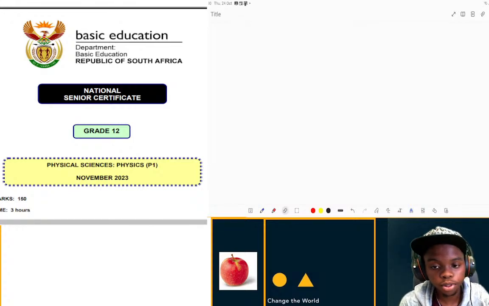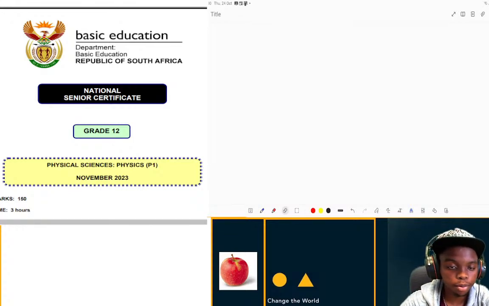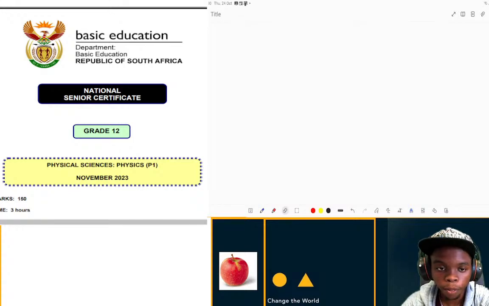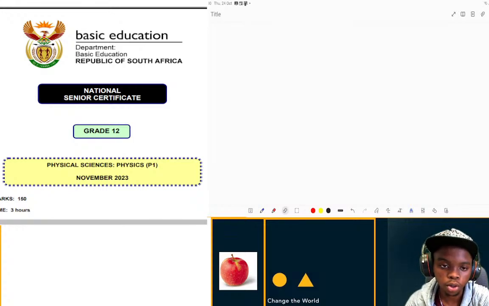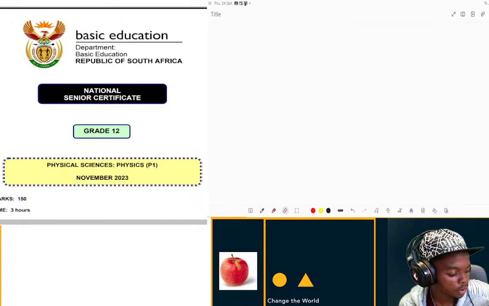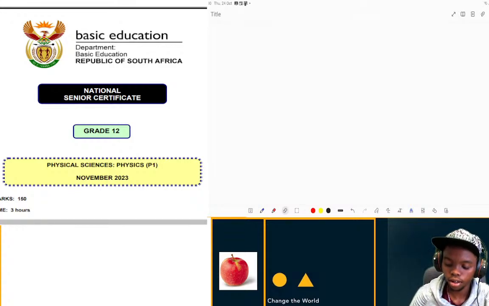So today we'll be discussing tips on how to handle physics paper one. And here in front of me we have the physics grade 12 November paper, which is last year's question paper. We're just using it as an example. After the tips I'll show you this question paper as proof of how to apply them. So now let's start with question one.